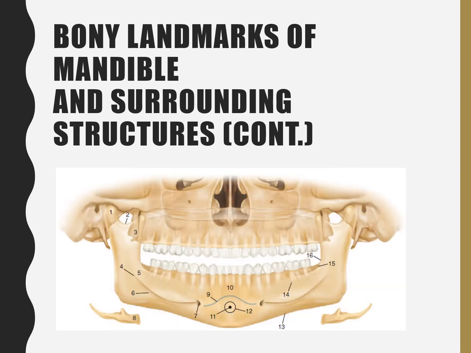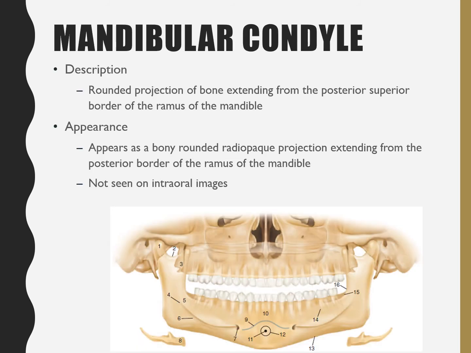So here are those structures, numbers 1 through 16. Number 1 is the condyle, the mandibular condyle. It is a rounded projection of bone extending from the posterior superior border of the ramus of the mandible. It's this big old sort of knot right there on the back of the mandible, and it's a very important condyle, right? It is what articulates with the temporal bone, and it sits in that glenoid fossa, and it is what allows us to talk and eat and chew and look the way that we do.